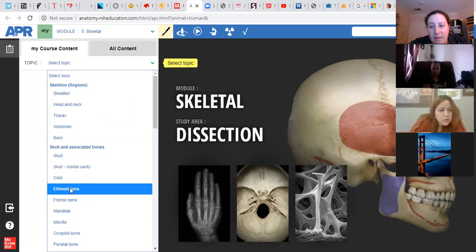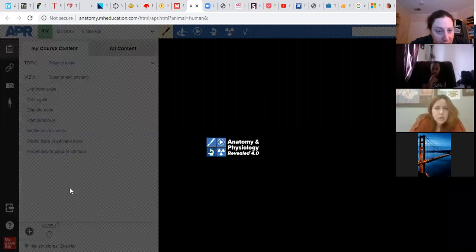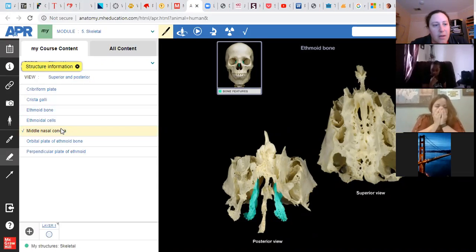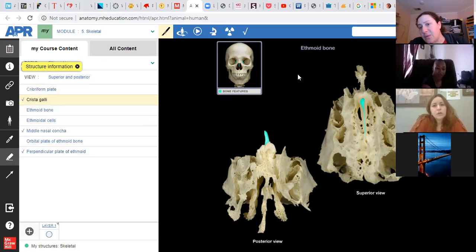So I do like this. I know this is not what we were talking about, but I just want to point out that the bones that are hard to visualize in real lab, like that is a beautiful ethmoid bone right there. And most of the things that we were trying to find are on there, right? So like middle nasal concha. I don't remember which ones I put on your list, I'll be honest with you. Perpendicular plate, right? And then like the crista galli up there. So I do love that.